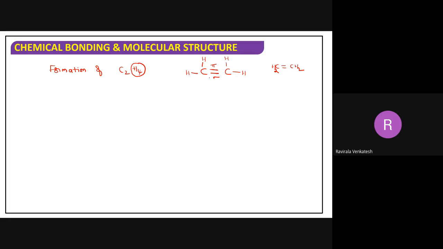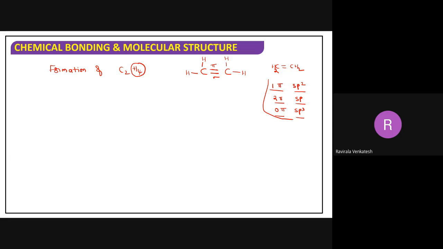Now I am explaining how it will form. Remember, whenever you have one pi bond, the hybridization will be sp2. If a carbon is having two pi bonds, it will be sp hybridization. If a carbon is having zero pi bonds, only sigma bonds, it will be sp3 hybridization. One pi bond, sp2; two pi bonds, sp; zero pi bonds, sp3. This is very important for you.